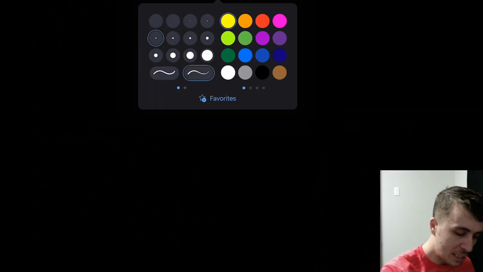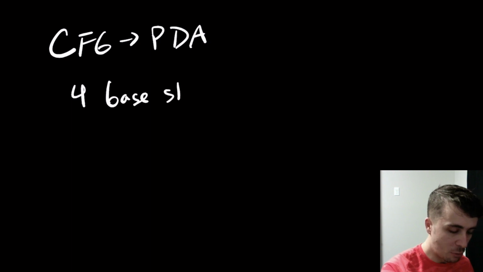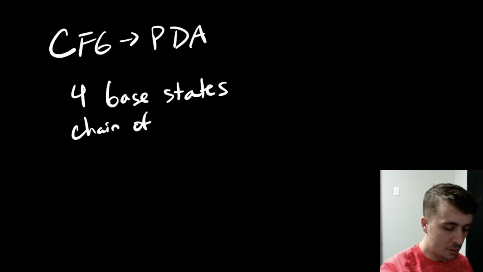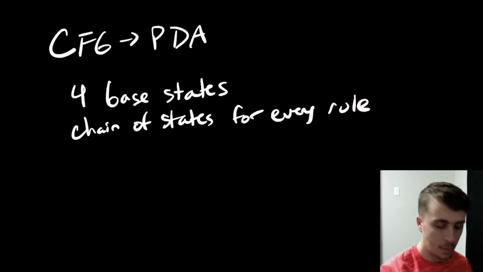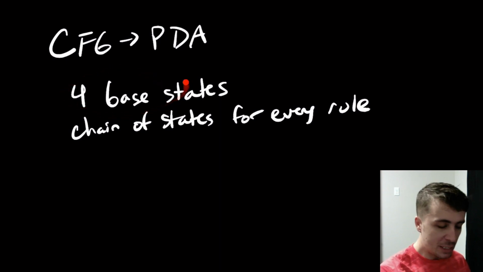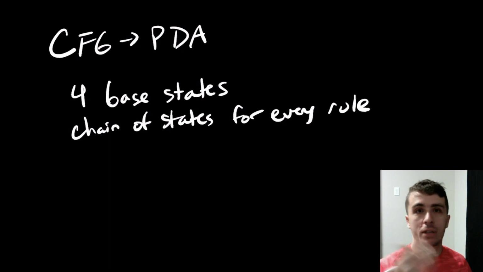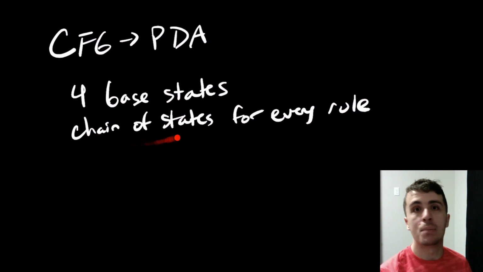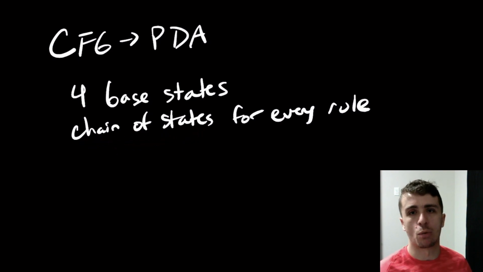Because if we looked instead at the CFG to PDA process, we had these 4 base states, and a chain of states for every rule. And so we can actually infer the size of the PDA because we're always going to have these 4 states here, and whatever the total size of all the rules is, we can figure out the number of states or transitions that we're going to add. So we can figure out what the PDA size is going to be.